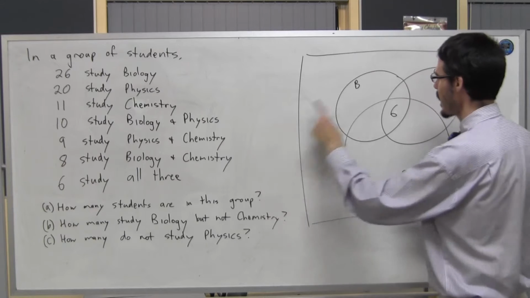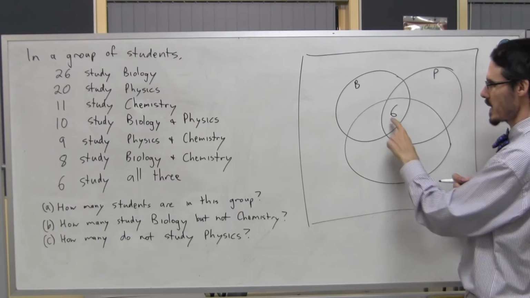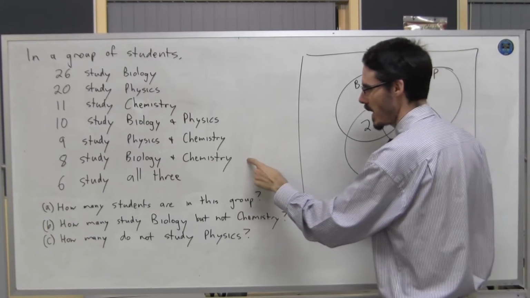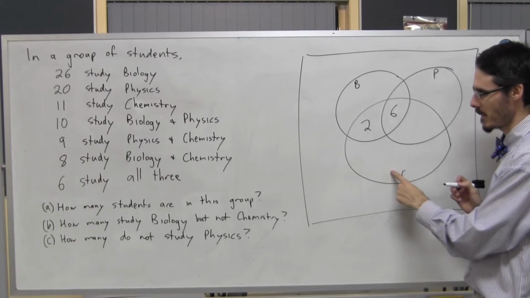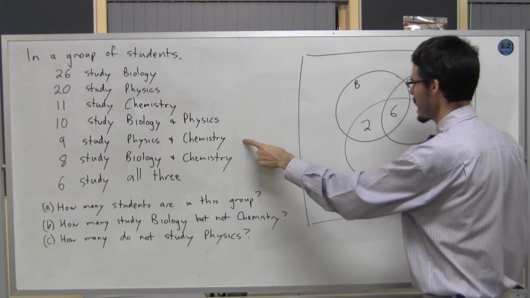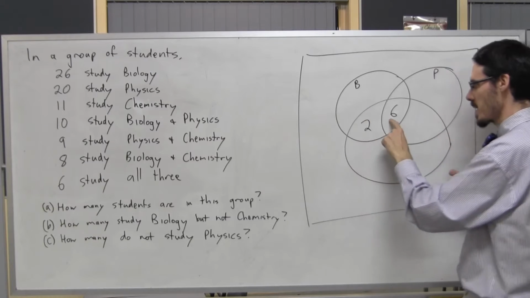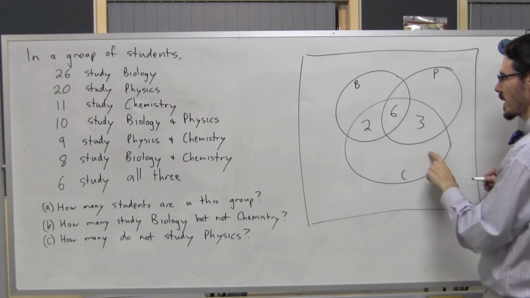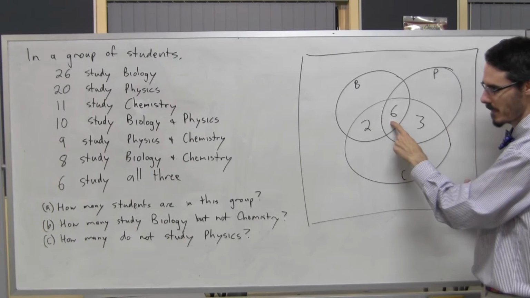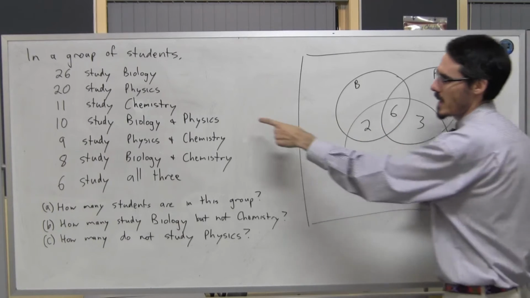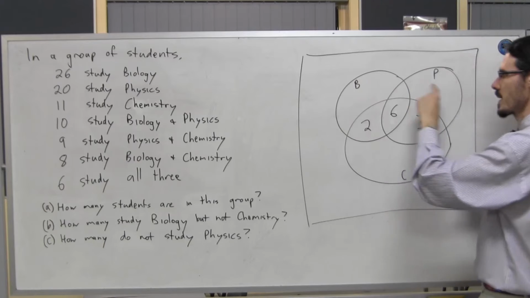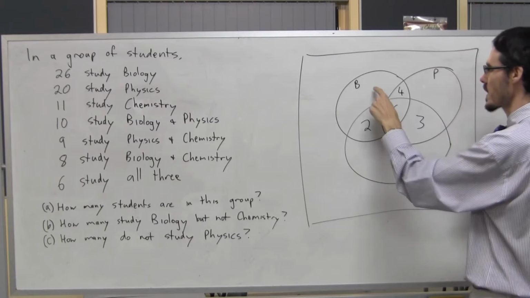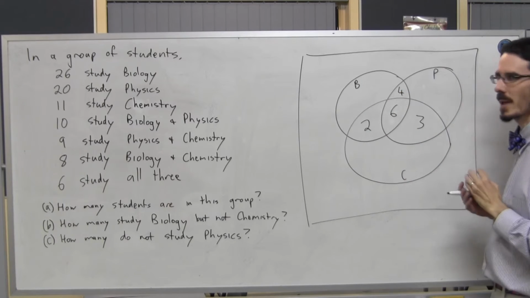8 of them study biology and chemistry, but 6 of them study all 3, so there's only 2 left to make 8 studying biology and chemistry. 9 of them study physics and chemistry, but there's already 6 who study all 3, leaving 3 to do physics and chemistry but not biology. There are 10 who study biology and physics, but there's 6 already accounted for, leaving 4 who study biology and physics but not chemistry.